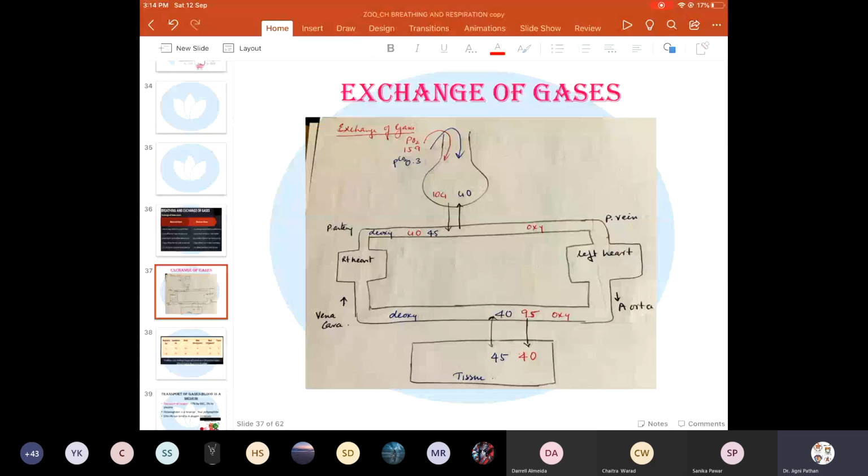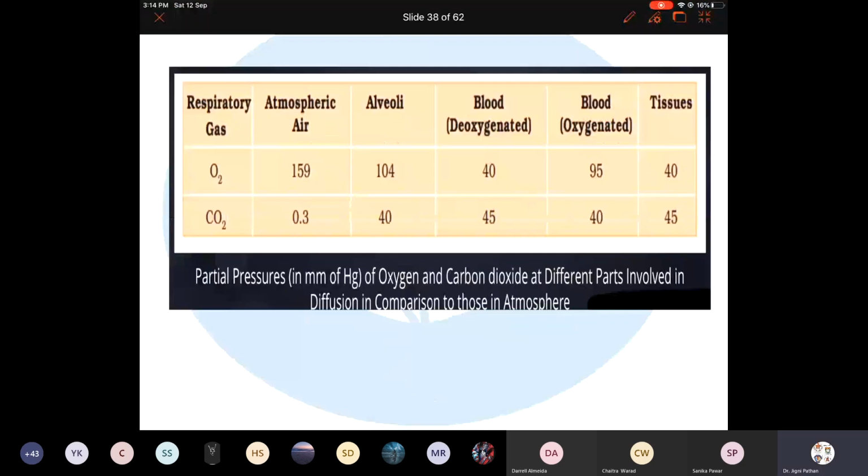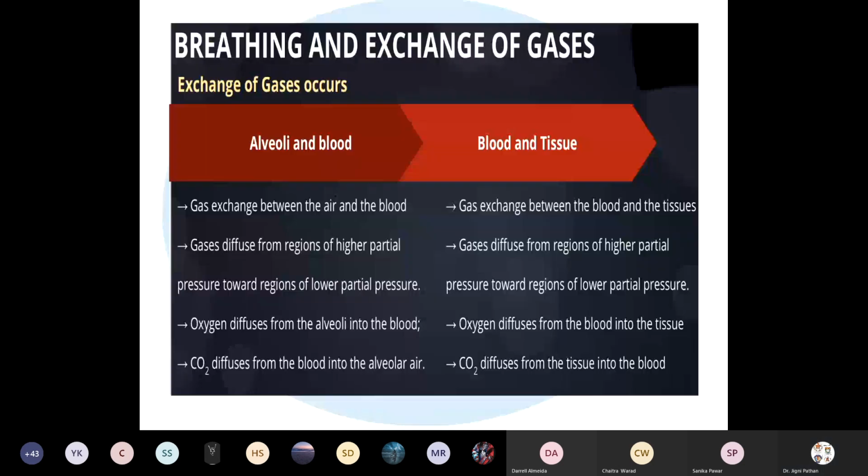Okay, this table is also given in your NCERT book. You need to remember this table, which you have already written. We can just go through these two things.